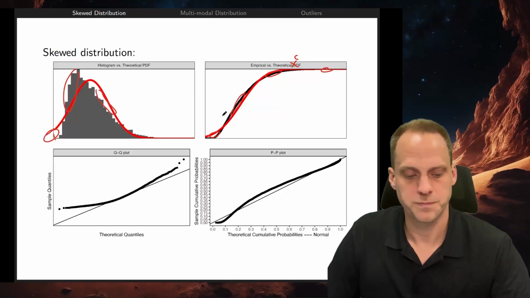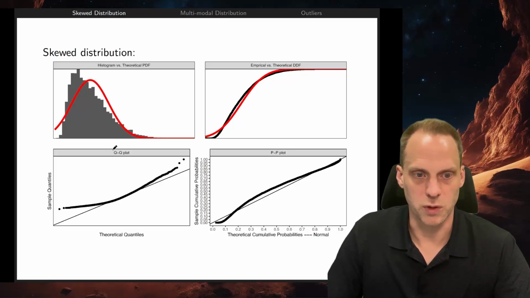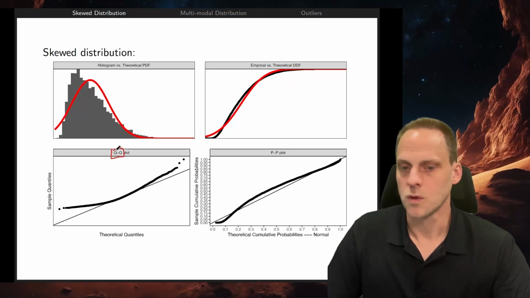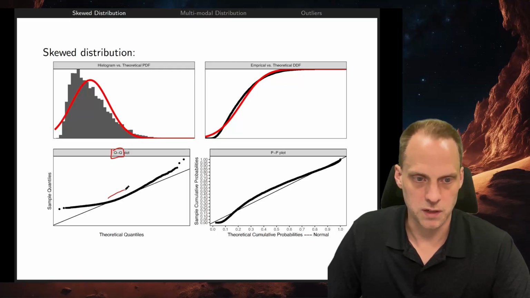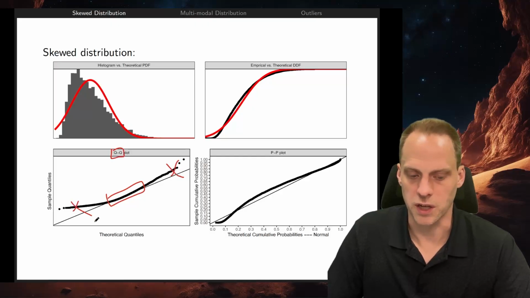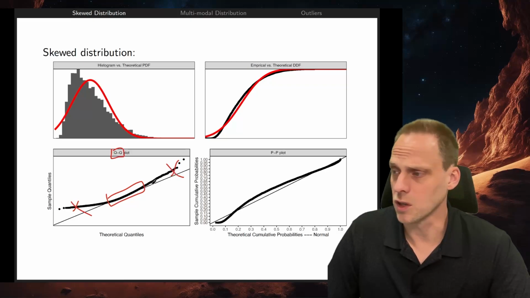So what happens if you look at the QQ plot and the PP plot here? Let's first look at the QQ plot. We see that the points are not on the line. Here it's roughly on the line, but here not, and here not. So this would really show us, okay, this is something we don't expect, and this really does not look normal at all.